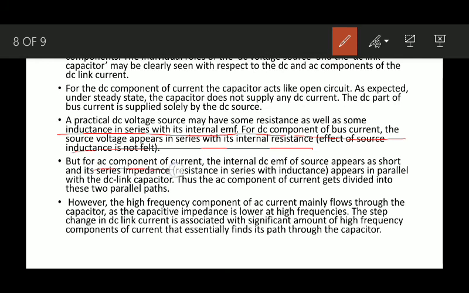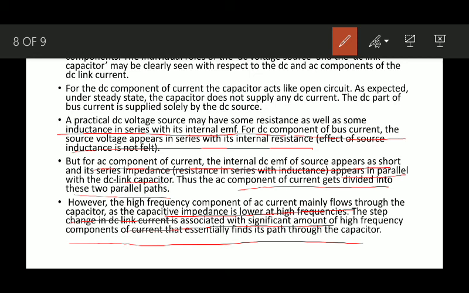But for the AC component of current, the internal DC EMF appears across a short circuit and the series impedance, so that the AC component of current will pass through the DC link capacitor, and the DC link capacitor current gets divided into these two parallel paths. However, the high frequency component of AC mainly flows through the capacitor. The step change in DC link current, associated with a significant amount of high frequency component, essentially finds its path through the capacitor. The high frequency current from the DC source passes through the DC link capacitor, and the pure DC will pass through these switches.